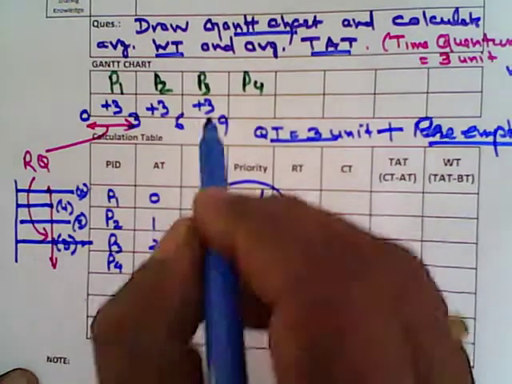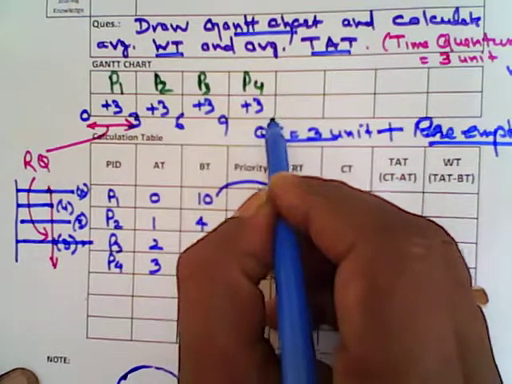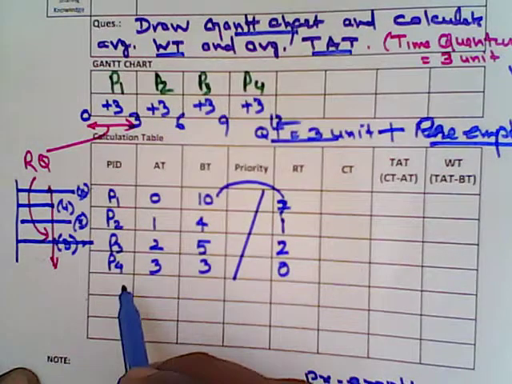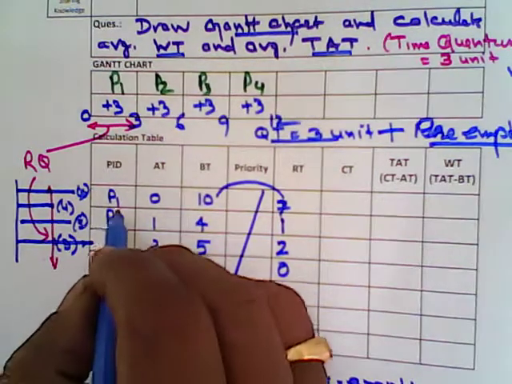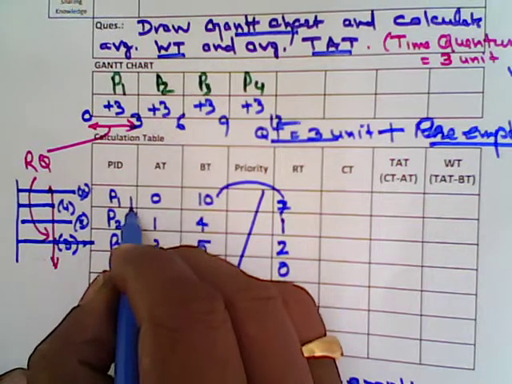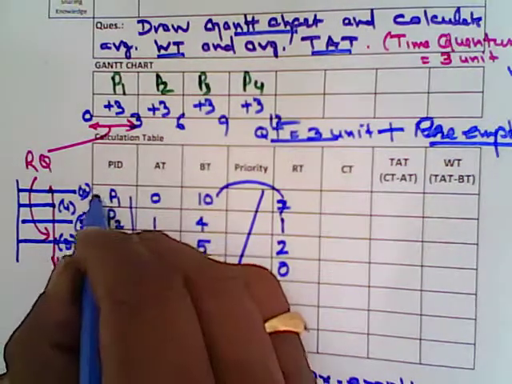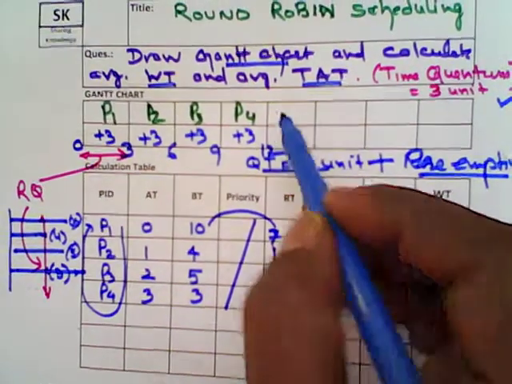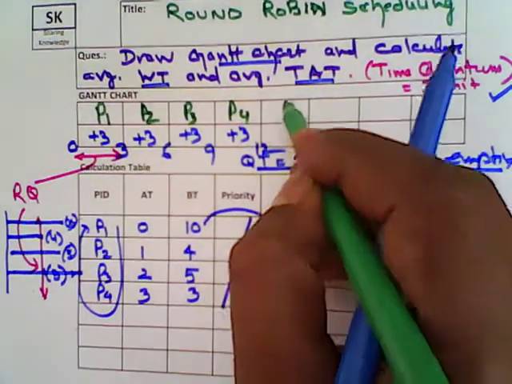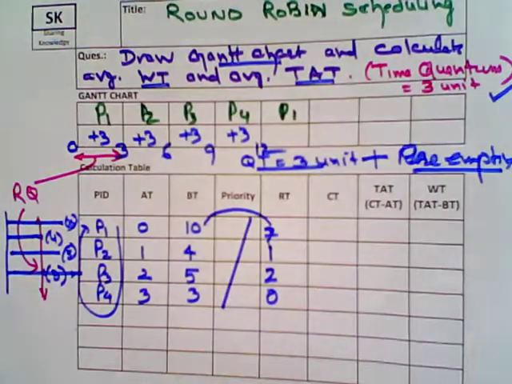Now after P4, it goes in a cycle. It started from here, then goes back like a cycle. So we will go in that particular order, and we put here P1. What is P1? 7 minus 3 is 4, so plus 3 is nothing but 15.